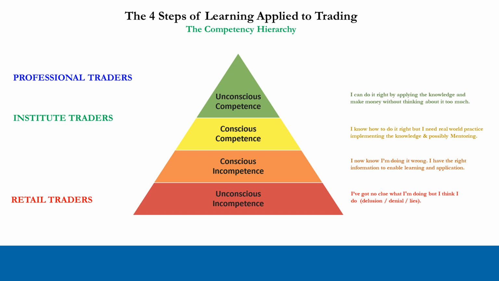What's the next level? Well, conscious incompetence. We're still in the realms of incompetence, but the person now has the right information. They know that they're doing it wrong. They have the right information, and that information is going to enable them to learn and potentially apply the skill set, okay? But they're still incompetent. But they're climbing the hierarchy because they're now conscious, okay?